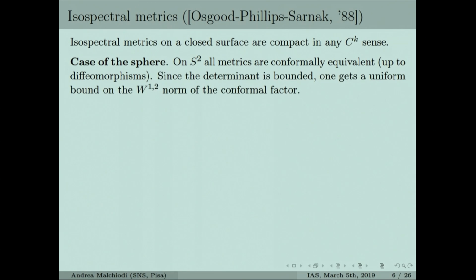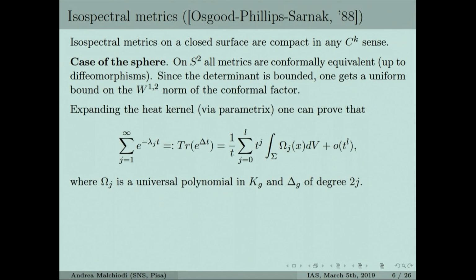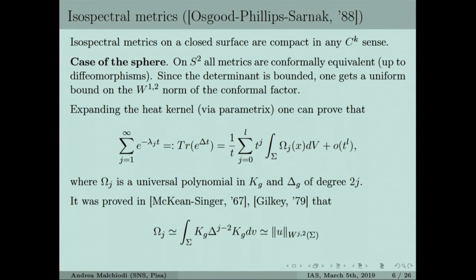But then you can go more precise in the expansion of the heat kernel, via the parametrix method, so it's a sort of formal expansion. And you find that the trace of the heat kernel can be expanded in this way: a sort of truncated series in t of integrals of some universal polynomials in the curvature and its derivatives. It was proved by McKean and Singer that the leading term in this expression, omega j, is indeed some Sobolev norm of the Gaussian curvature, which is again some Sobolev norm of the conformal factor. So if you control the spectrum, then you control all the Sobolev norms of the conformal factor.